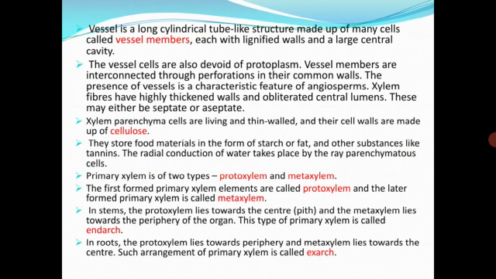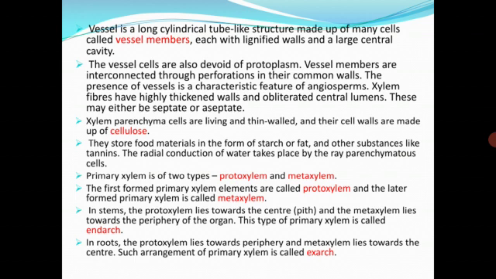So what is this protoxylem? It is the firstly formed primary xylem elements. The first formed primary xylem elements are called protoxylem and the later formed primary xylem is called metaxylem. Now depending upon the position of the protoxylem and metaxylem, there are again two types, endarch and exarch. In the stems, the protoxylem lies towards the center and the metaxylem lies towards the periphery of the organ. This type of xylem is called endarch.